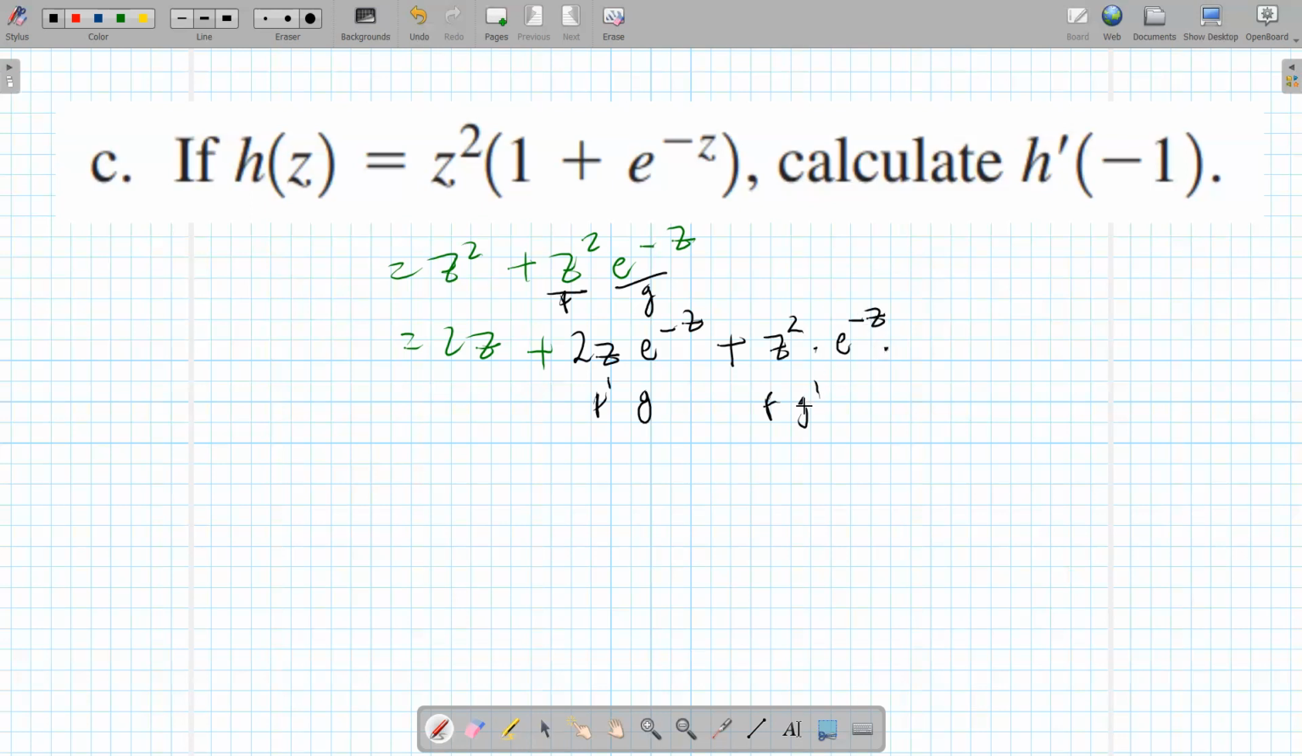What's the derivative of minus z? Is it minus 1? It's minus 1, yep. It is indeed minus 1. There you go. That's the derivative.